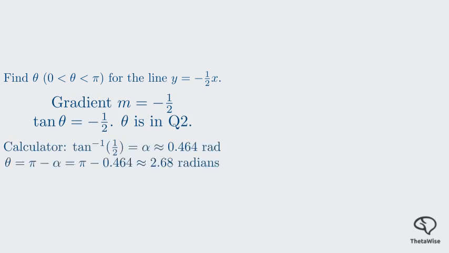We use our calculator to find the inverse tangent of the absolute value, 1/2. Let's call this reference angle α. α is approximately 0.464 radians. Our solution is in quadrant 2, so θ equals π minus α. This gives us approximately 2.68 radians.